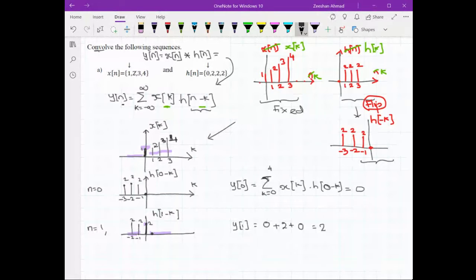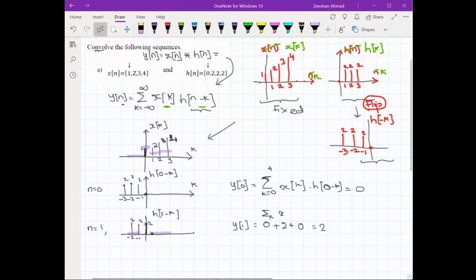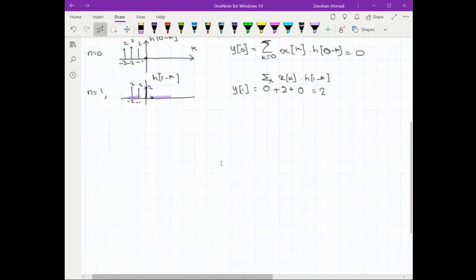Okay. If you want, I did not write it, but you can say this is like some summation in terms of k. This will be x of k into h of 1 minus k, and I got 2 here in this case. Okay, so I will continue this process until I move the shifted signal over the other signal completely.